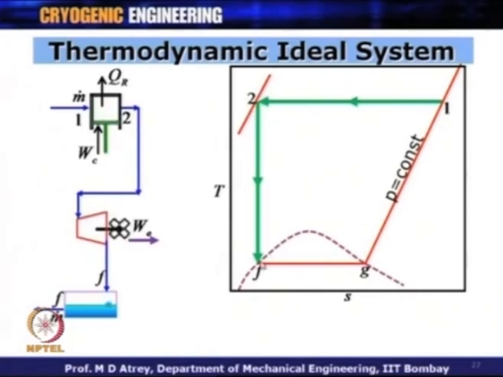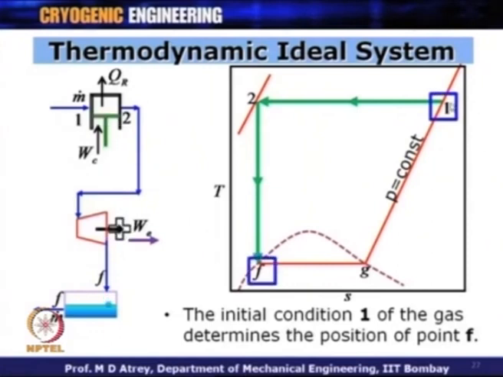The initial state 1 and the final state F can be determined as soon as I know the pressure at this point. So, pressure is known, temperature is known, I know the F condition. So, initial condition 1 of the gas determines the final position F of the gas after liquefaction. This is an open thermodynamic cycle, and that is why the mass gets transferred from the working fluid only, because the working fluid flows across the system.